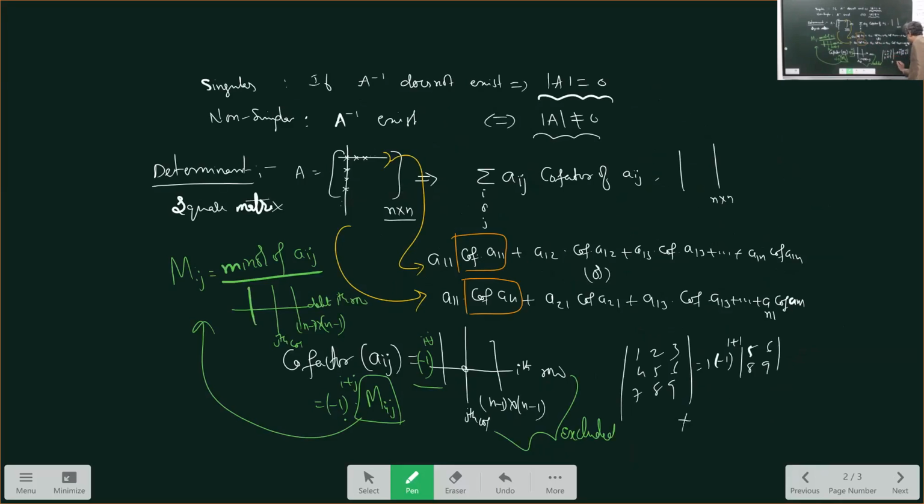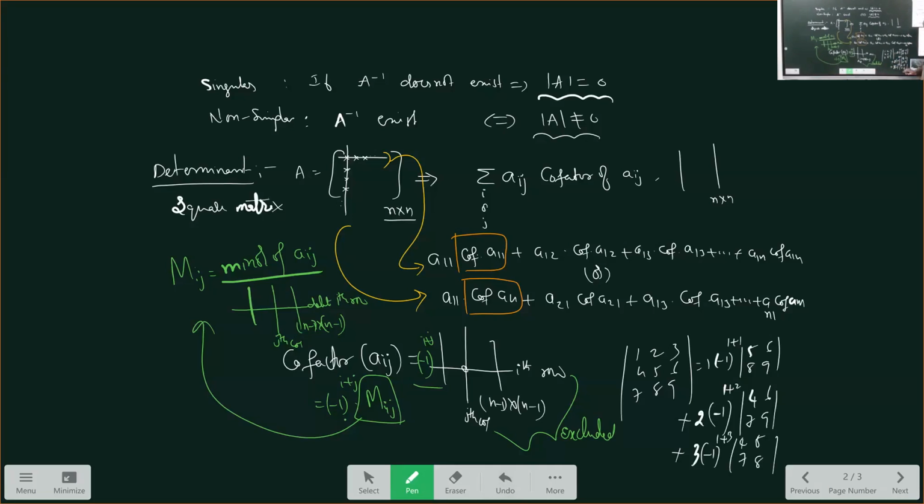Plus 2 into minus 1 to the power of 1 plus 2, times the determinant excluding the first row and second column, which becomes 4, 6, 7, 9. Plus 3 into minus 1 to the power of 1 plus 3, the 1, 3 position, times the determinant excluding the first row and third column, so it becomes 4, 5, 7, 8.